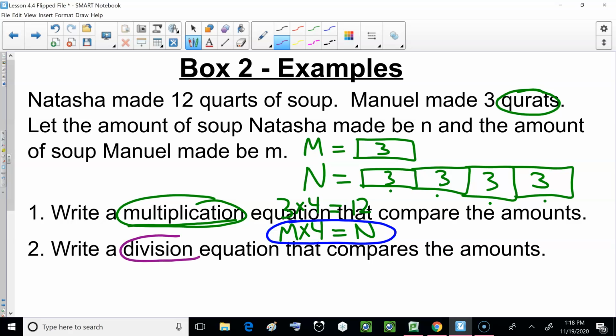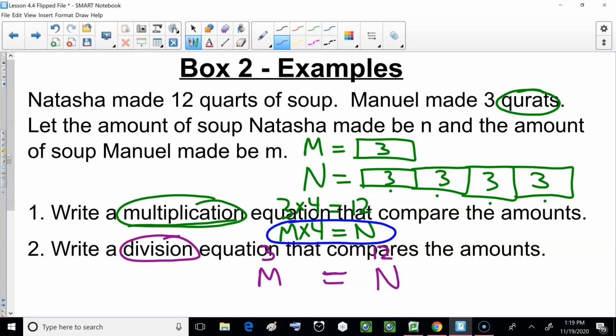So now we need a division problem. We know when we divide, numbers get smaller. So the same thing when we compare the amounts. We're going to put M on one side for Manuel and N for Natasha on the other side and our equal sign. And now we have to divide. So the same thing, look at what we did last time: what numbers do we know? Well, Manuel made 3. Natasha made 12. So I'm going to use dividing. Well, I usually want to divide numbers to make them smaller.